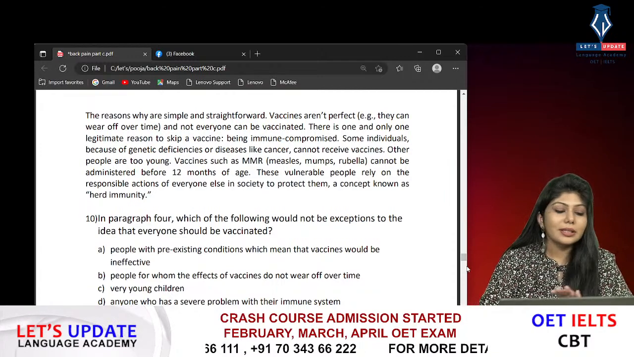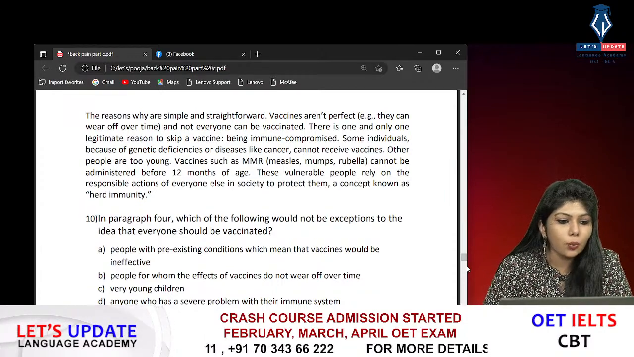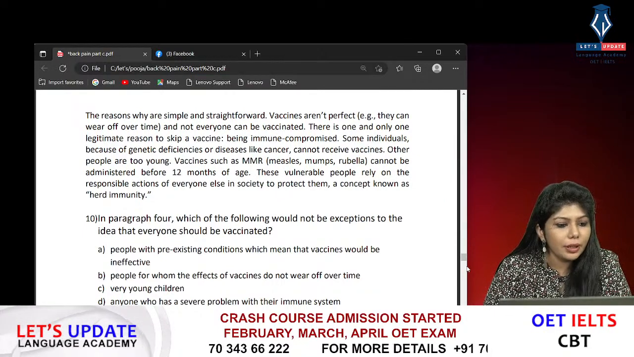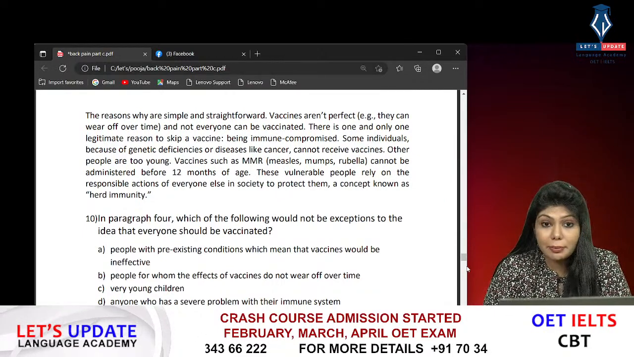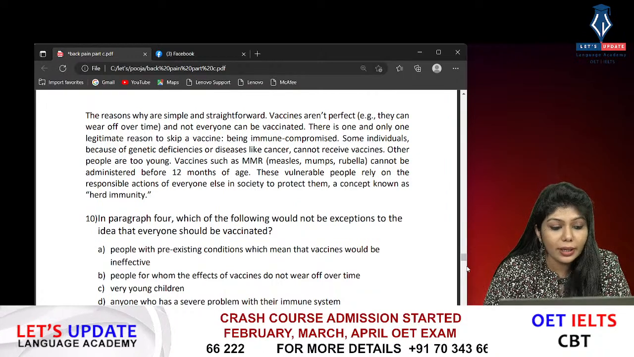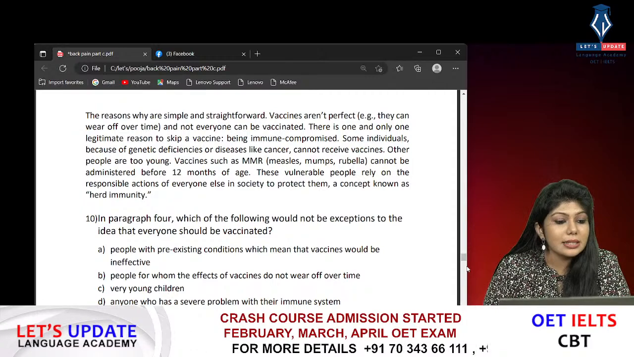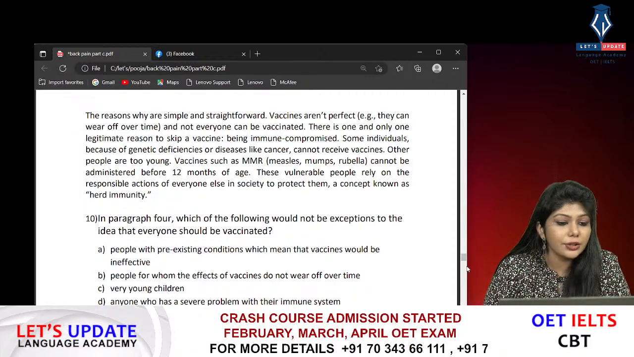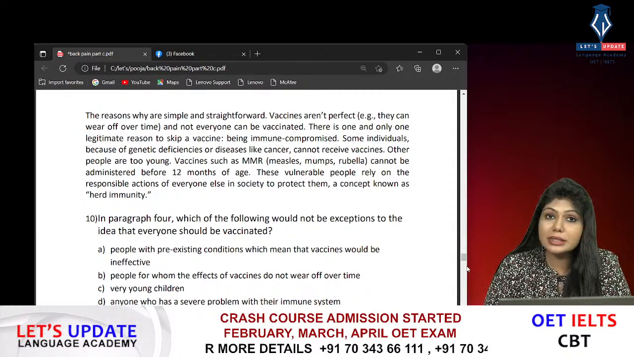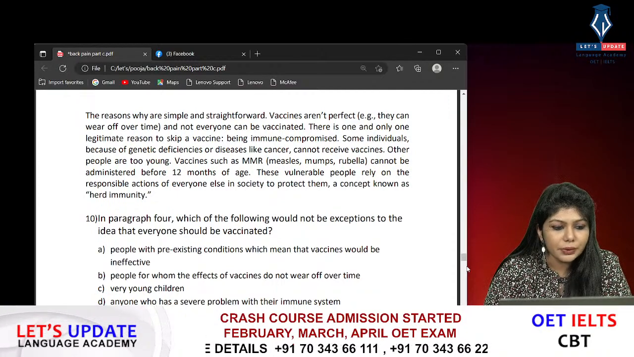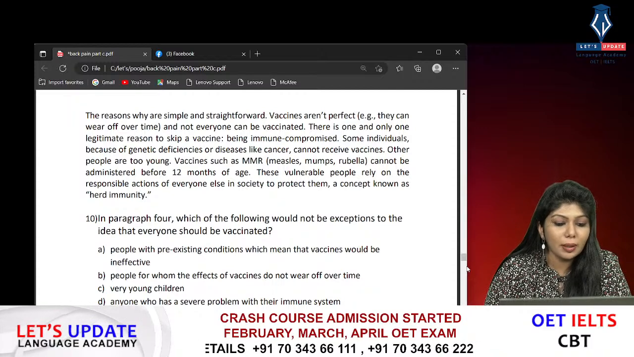Okay, so now let's read together. The reasons why are simple and straightforward. Vaccines aren't perfect. They can wear off over time, and not everyone can be vaccinated. There is one and only one legitimate reason to skip a vaccine: being immune compromised. Some individuals, because of genetic deficiencies or diseases like cancer, cannot receive vaccines. Other people are too young. Vaccines such as MMR cannot be administered before 12 months of age.